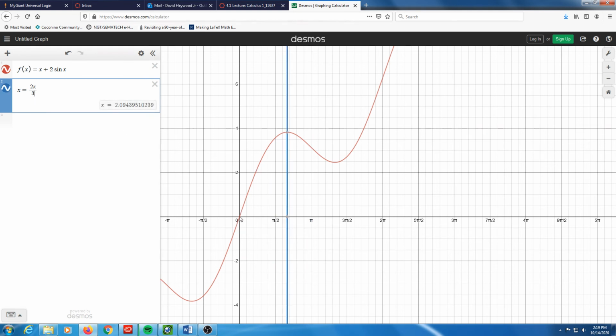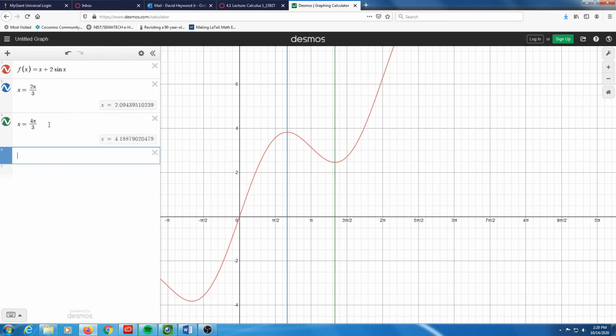Ooh, yep, so we're increasing from 0 to there, and then decreasing from there to what I hope is 4 pi over 3. Yep, and then increasing again. Yeah, so that makes sense. What about the concavity? We said that we would be concave down from 0 to pi, right there. From 0 to pi, we're concave down. And then from pi to 2 pi, we're concave up. That seems to check out as well.